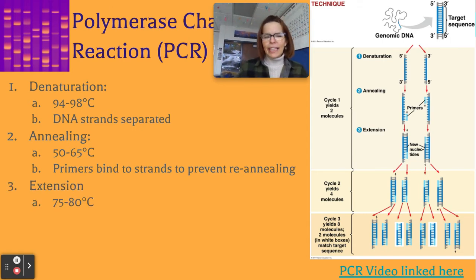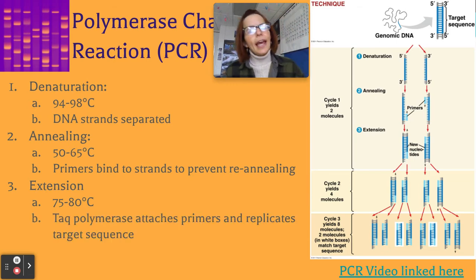The next step is called extension, and that's at a mid-level temperature. That's where they add a very heat tolerant DNA polymerase, called Taq polymerase. It comes from a bacteria that is a thermoacidophile. It lives in super crazy hot environments, and so it can handle higher temperatures. Then this Taq polymerase attaches to the primers and replicates the DNA sequence.